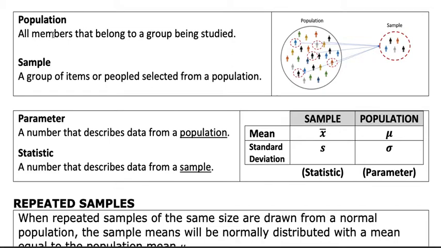Population: all members that belong to a group being studied. And a sample is a group of items or people selected from a population. This is an image to illustrate that a sample is just a selection from that entire group, the population. In this case, it looks like we're talking about a survey, but this can be involving a random variable x, and we can be talking about data values as well.